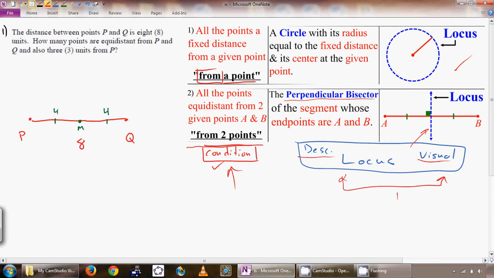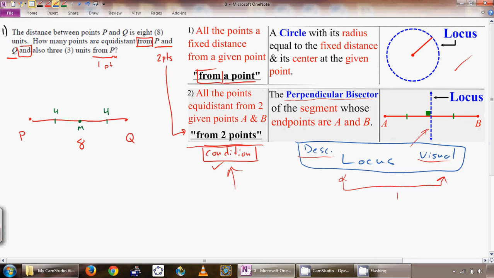Let's keep on reading. How many points are equidistant from? All right, there's our first from. So it's from point P and Q. Okay, that's 2 points. Our first condition is from 2 points. And then we also have another condition, also 3 units from point P. So that's 1 point. That's why I have these 2 conditions here. We're going to do the locus for 2 conditions, and we'll do them separately. So let's do the first one first.